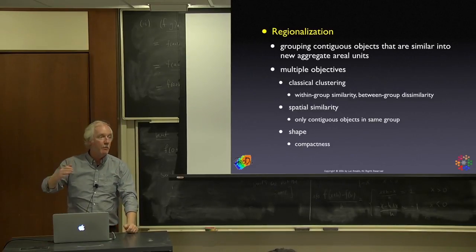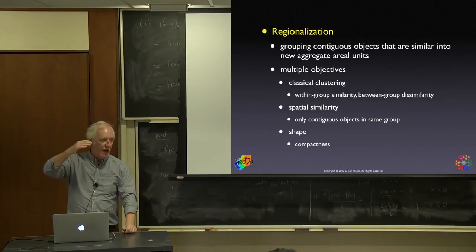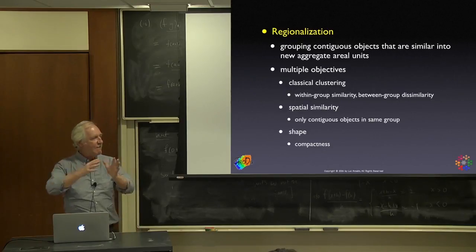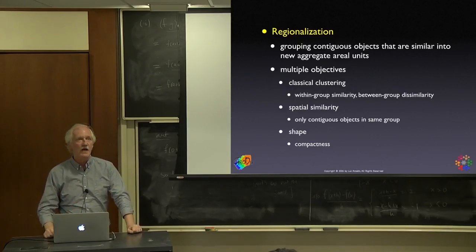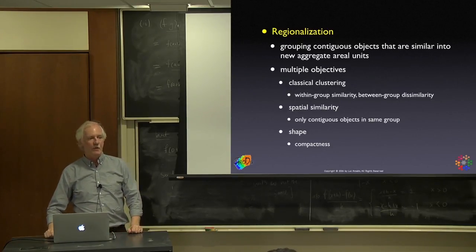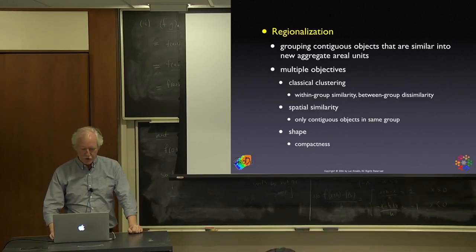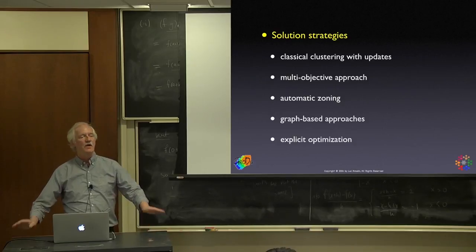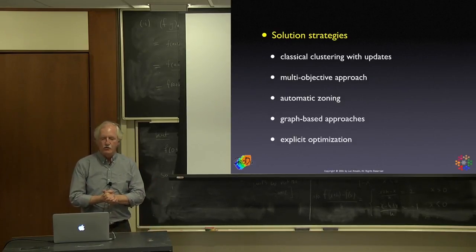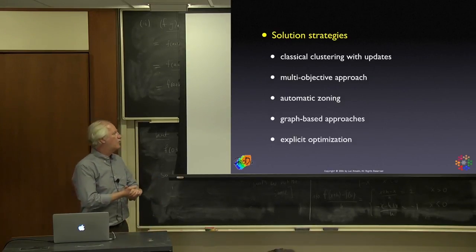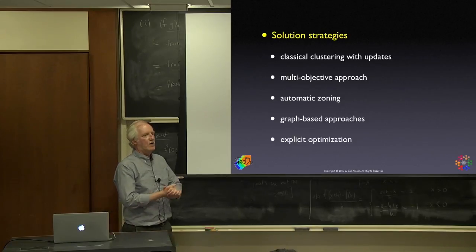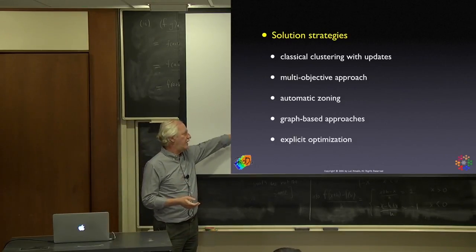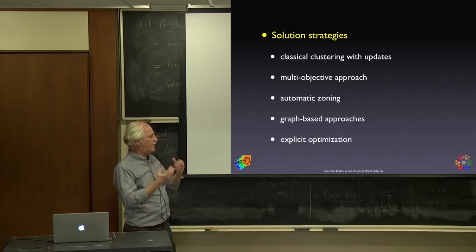You can bring in minimum population size, maximum population size, and other types of constraints that pertain to that. So how do we do this? There's a number of different ways to approach this. I'll focus for this class on a graph-based approach because I find it very intuitive.